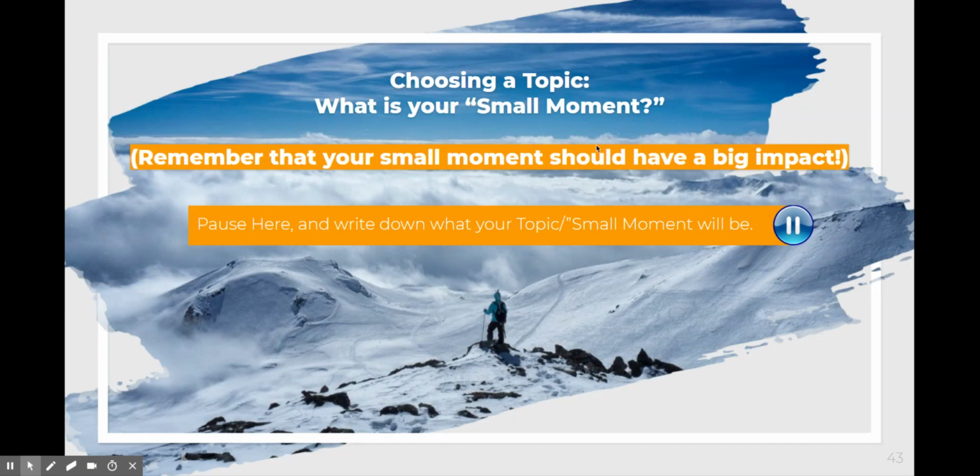So here's kind of our big picture for today. Choosing a topic. What is your small moment? Remember that your small moment should have a big impact. So think about it for a second. In the last lesson, you narrowed it down to three topics, and then you narrowed those topics down even further into moments that stood out and affect you today.